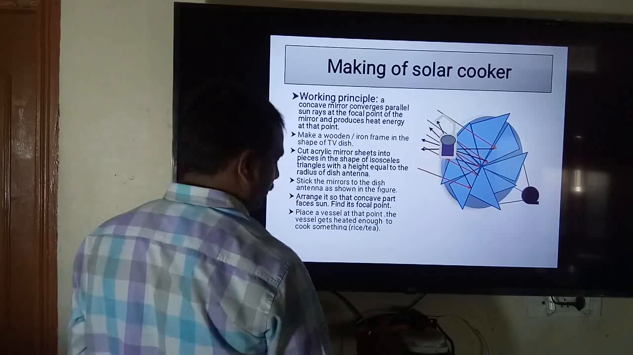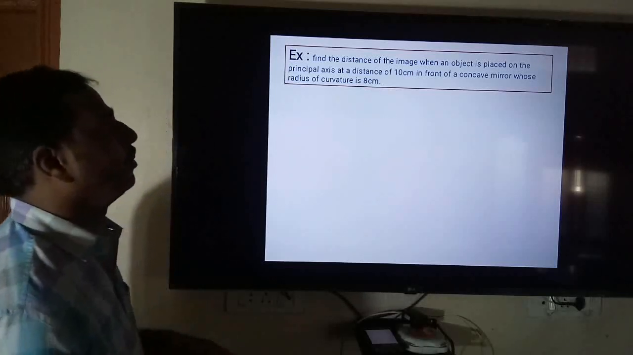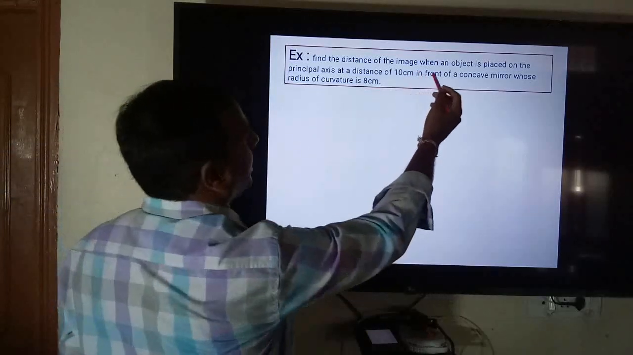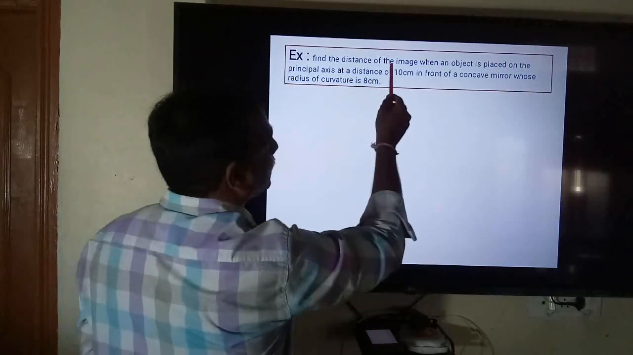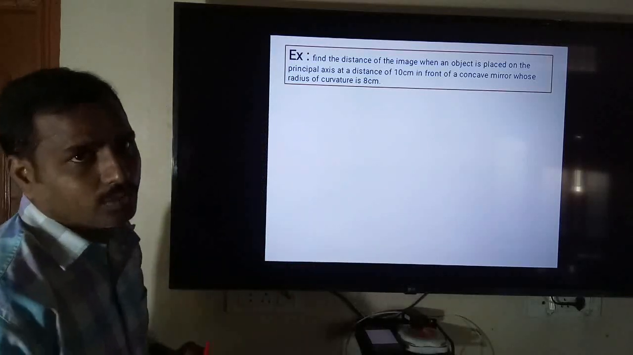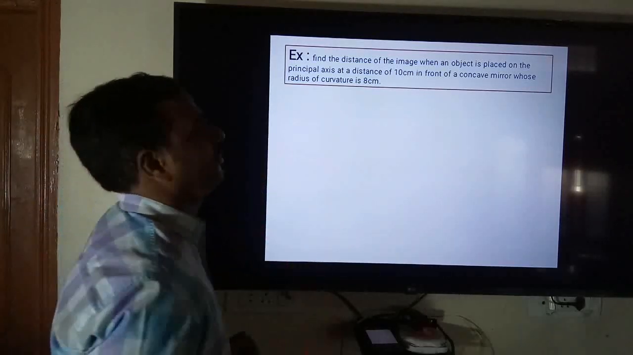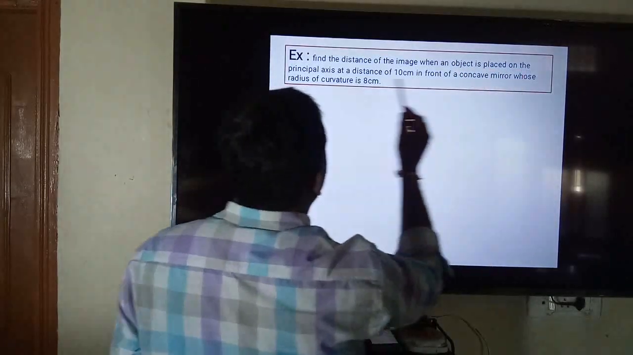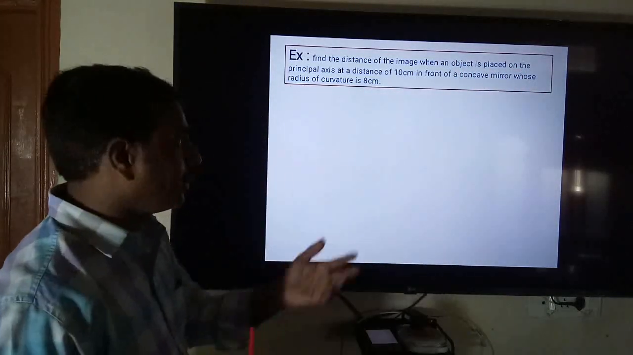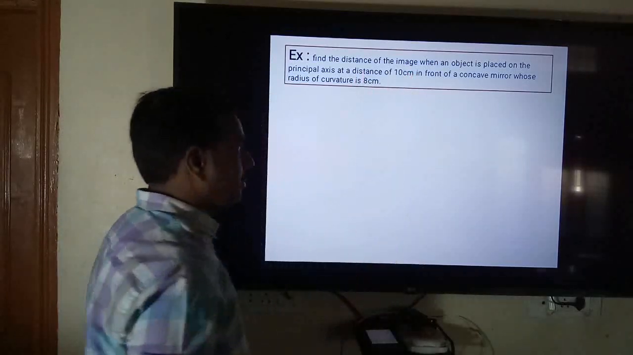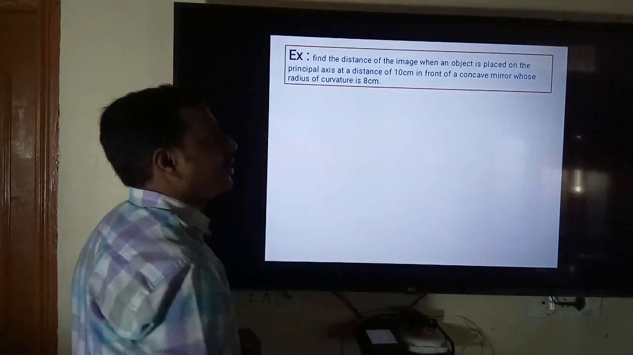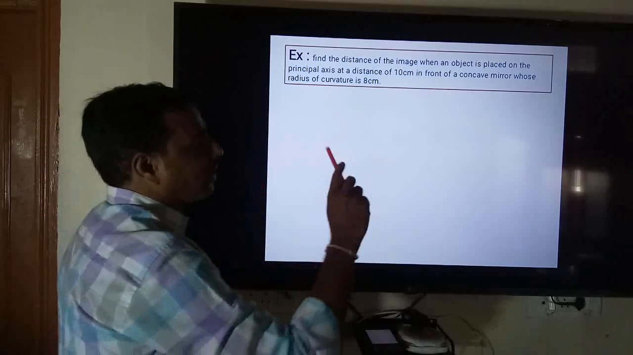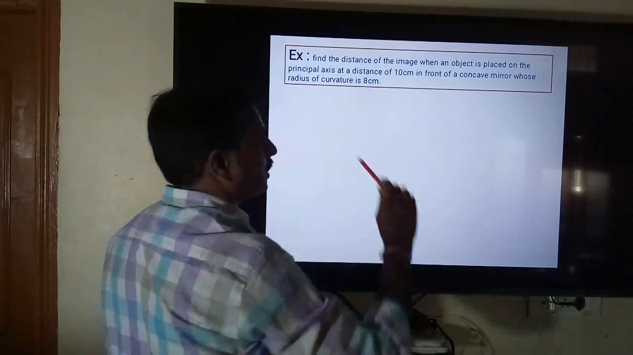See here. So this is our problem. Example: find the distance of the image when an object is placed on the principal axis. It means we are going to find the image distance, that is v. The object is placed on the principal axis at a distance of 10 centimeters in front of the concave mirror, whose radius of curvature is 8 centimeters.